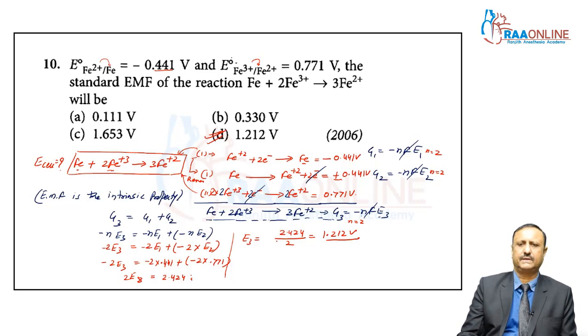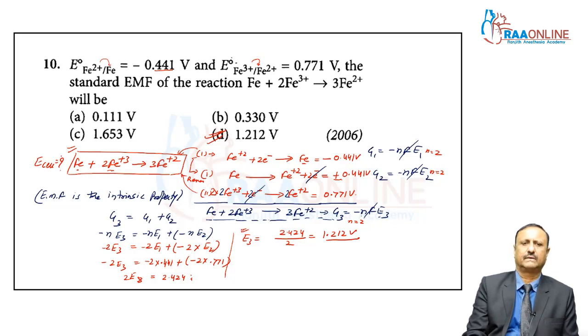Question number 10, the answer is D. My dear students, you can calculate these questions by using formulas. First of all, you can write the required reaction. Then you can write the reactions from the EMF of the cells and convert into G. This E3 is the E cell, the EMF of the cell for this reaction. This is E3, the EMF of the cell, that is 1.212 volt.